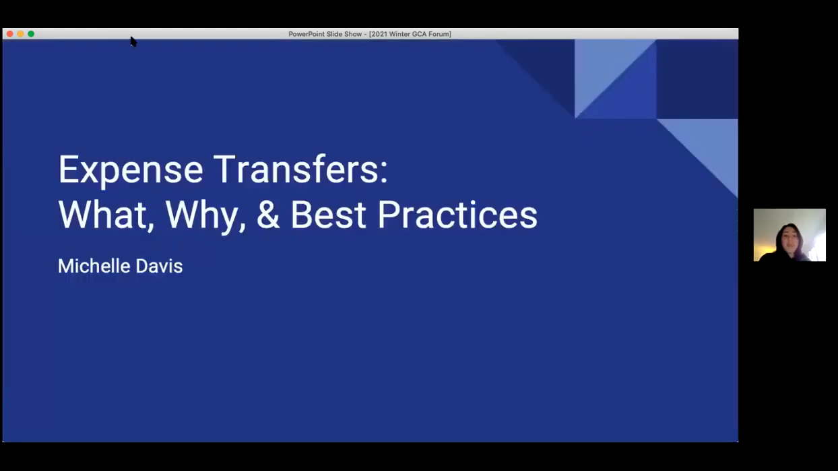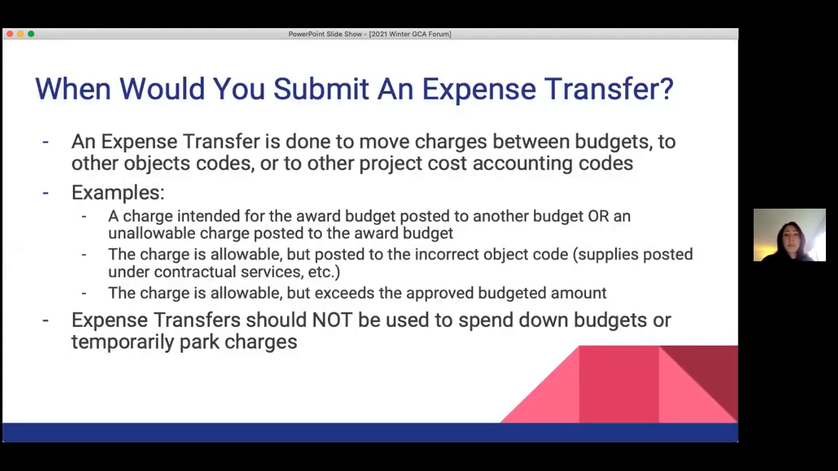Hi everyone, I'm Michelle and I'm going to be talking about expense transfers, what they are, why we do them, and best practices. Next slide. So a quick overview of an expense transfer. This is what we do to correct charges. It's how you move charges between budgets or to other object codes or project cost accounting codes.